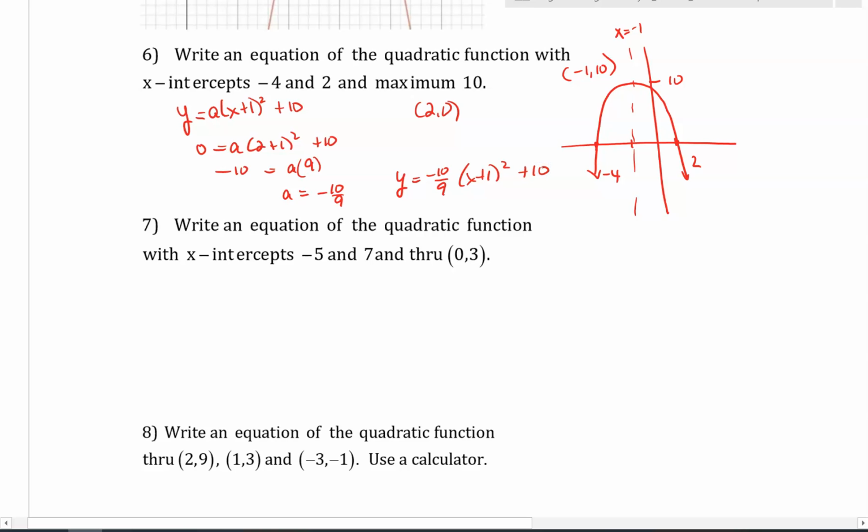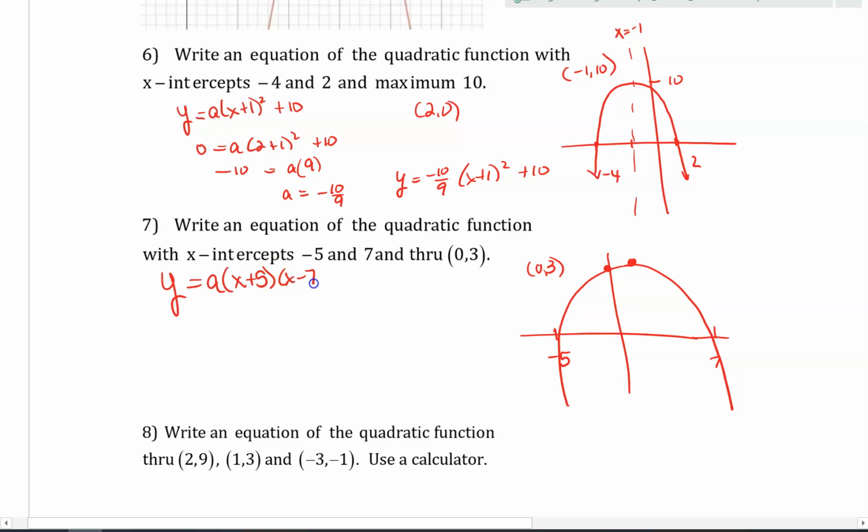Okay, let's take a look at the next problem. Now for the next problem, we do not know the vertex because they told us that the x-intercepts were at -5 and 7. But again, they didn't tell us the maximum point. They did tell us that there's a point at 0, 3. That's how I know that there is a maximum and not a minimum, because the y-intercept is positive. So the problem is we don't know the vertex. So we're going to have to use factored form.